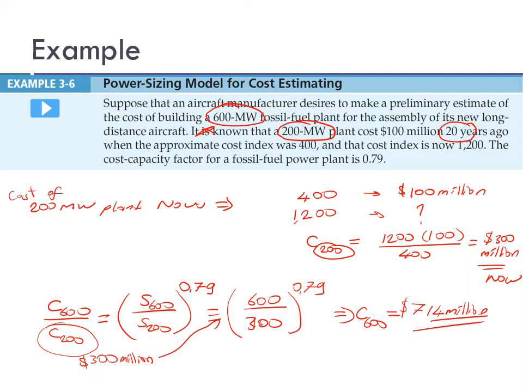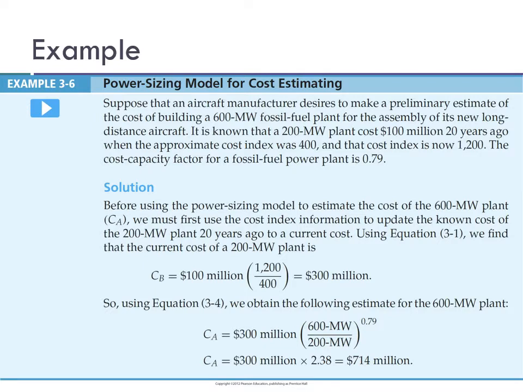Okay, so what we did, we first calculated the cost of a 200 megawatt plant capacity now using the indexing method. And then using the power factor technique, power sizing technique, we estimated the cost of a 600 megawatt plant using the cost capacity factor. So we already solved this problem. This is the solution. As a summary, we first calculated the cost of 200 megawatt capacity plant now, and then using that together with the size ratio to the power of cost capacity factor, we calculated the cost of a 600 megawatt capacity as $714 million.